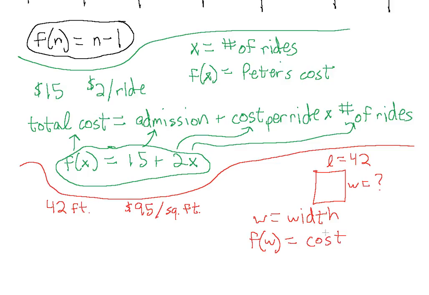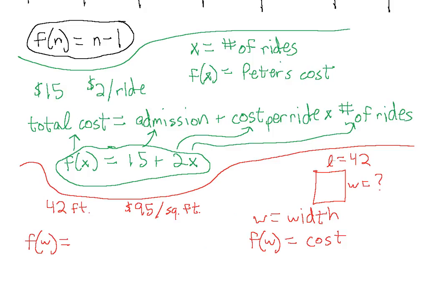This is important. He has a budget he wants to stay in. So F of W, the cost, is going to be a function of how wide the house is, because he knows he wants it 42 feet long. He just wants to know, well, how wide can I make it and stay within my budget, given that the contractor charges $95 per square foot. So what we have here, our function F of W, which is what we want to know, the cost.